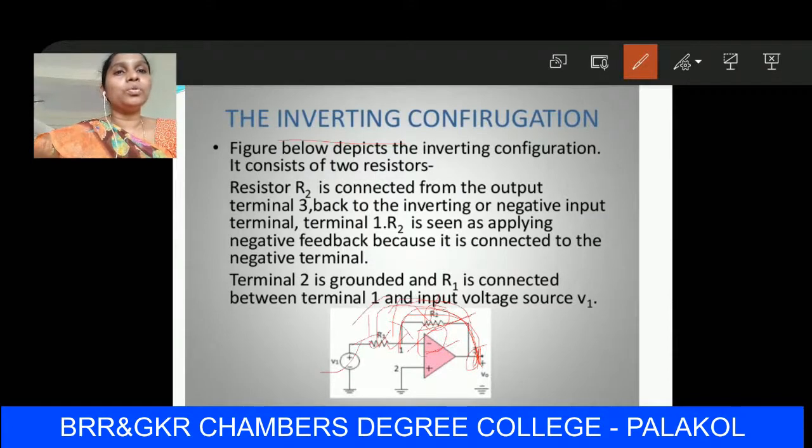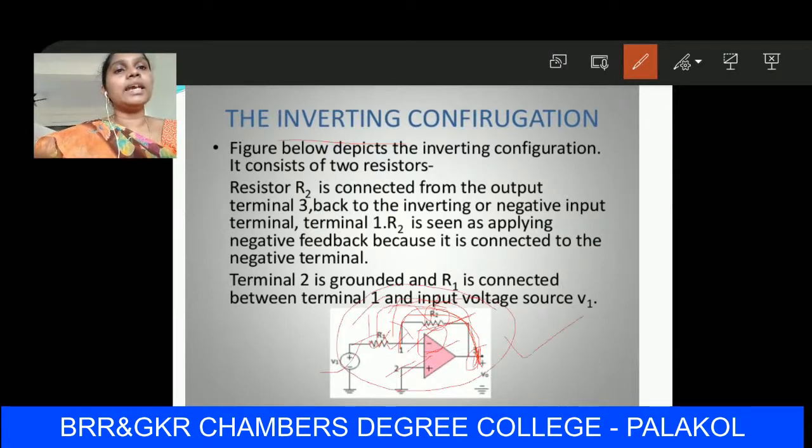Terminal number 2 is grounded, and R1 is connected in between terminal 1 and the input voltage Vi. This is about the circuit.